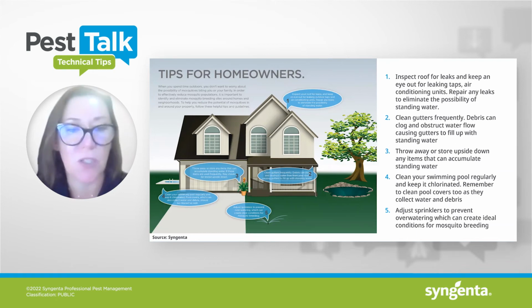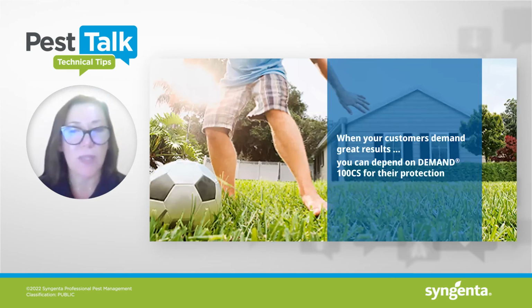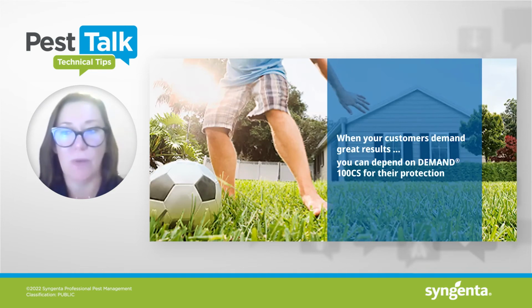I just wanted to talk to you a little bit more on a few facts around Demand 100 CS. So points to remember: it's superior encapsulated lambda, so you get more from less. A 1 liter bottle, very economical. A 1 liter bottle of Demand 100 CS mixes 200 liters at the high rate, or 400 liters at the maintenance rate. So that makes it a great cost-effective general pest spray option for you.